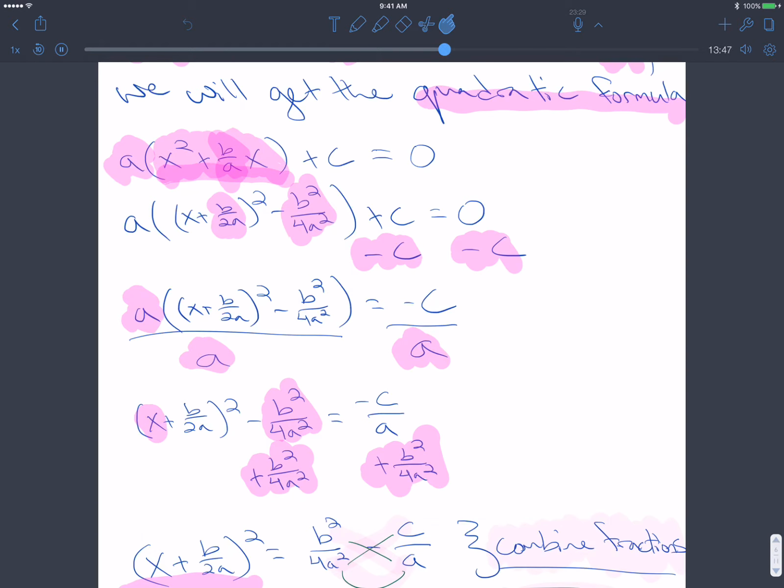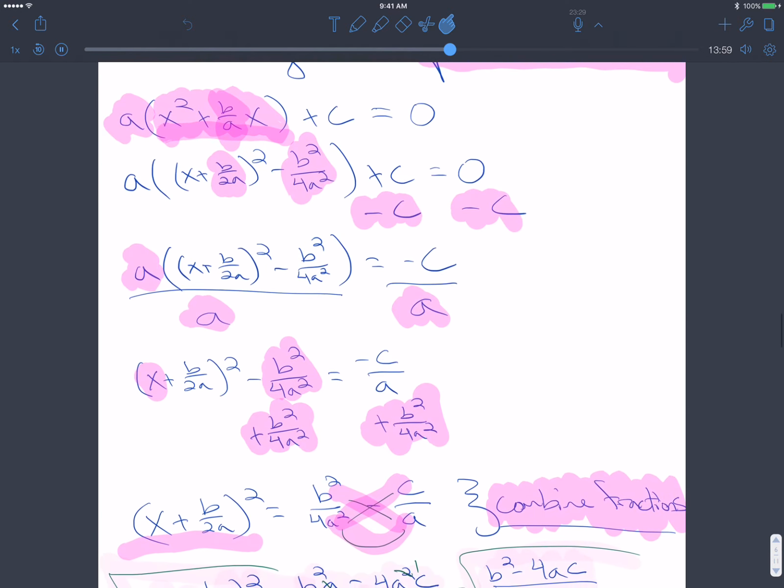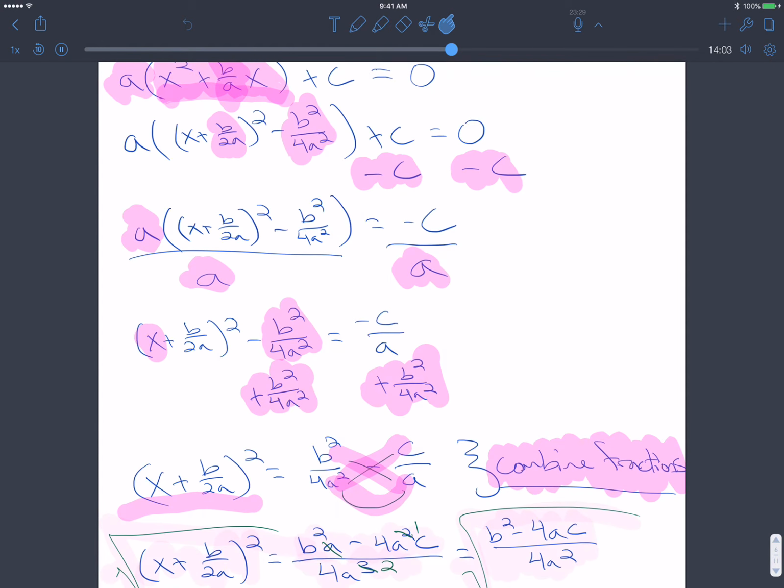I want to combine these fractions so that I have less to work with because I'm about to take a square root. So I want to make sure that they're consistent. So we use what I always call the dead smiley in order to do that. So b squared times a minus 4a squared times c all over 4a squared times a, or 4a cubed. So that gets me x plus b over 2a squared is now equal to b squared a minus 4a squared c all over 4a cubed. Since there's an a in every term, I used the green to reduce that, so that gives me b squared minus 4ac over 4a squared.